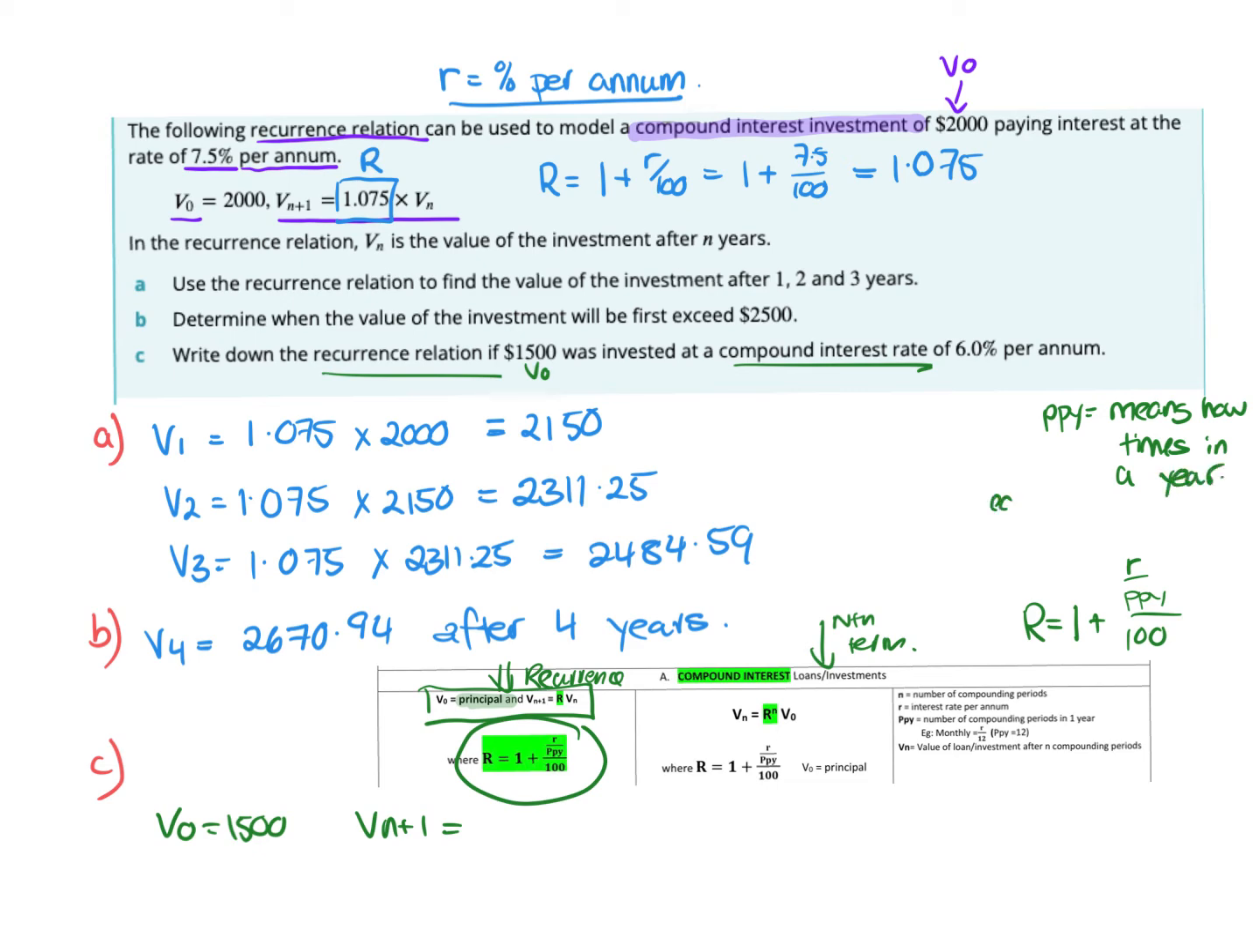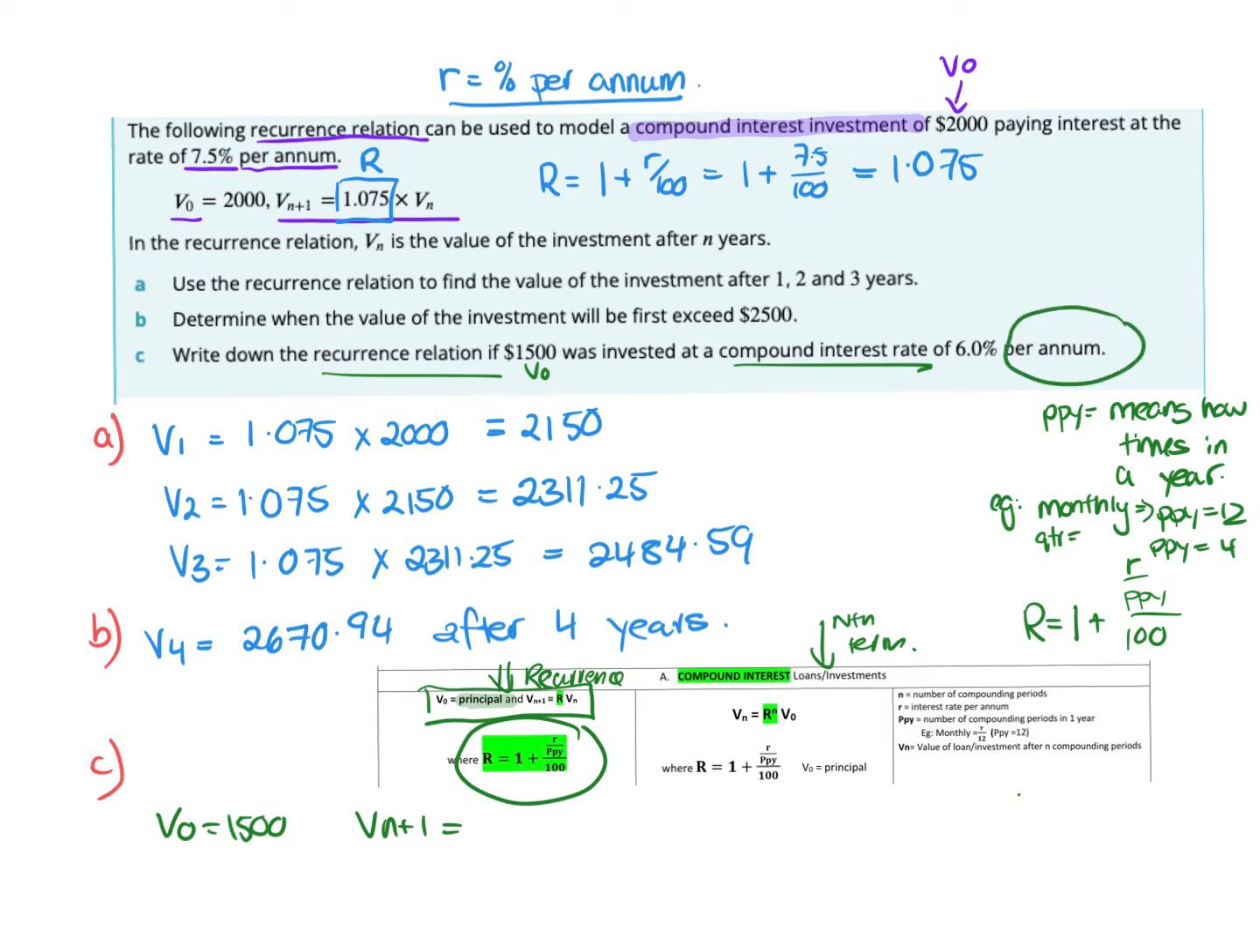So, for example, if they said monthly, PPY would equal 12. Does that make sense? If I said quarterly, what do you reckon it would be? Quarterly PPY, how many quarters? 4. So it's 3 months, but 4. Okay, they just want a yearly though. They just said write down, we just want a year.